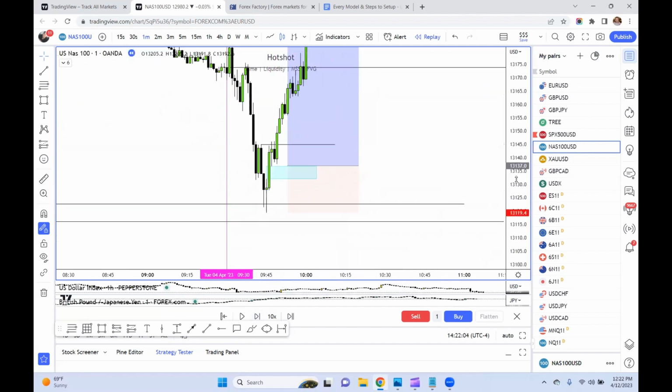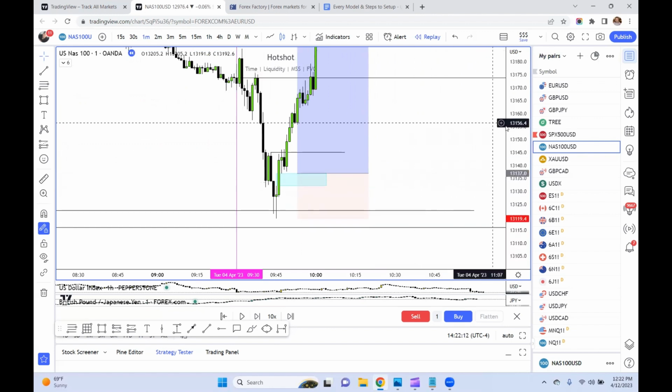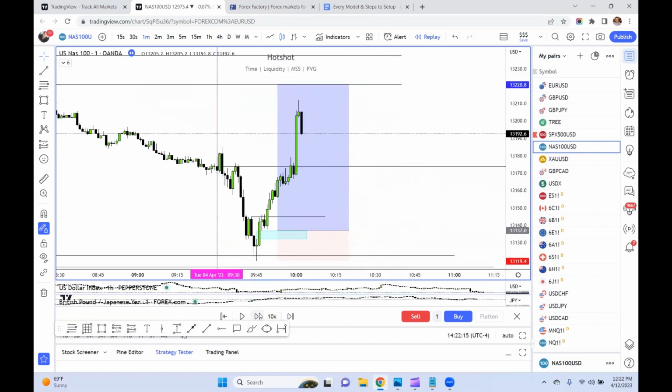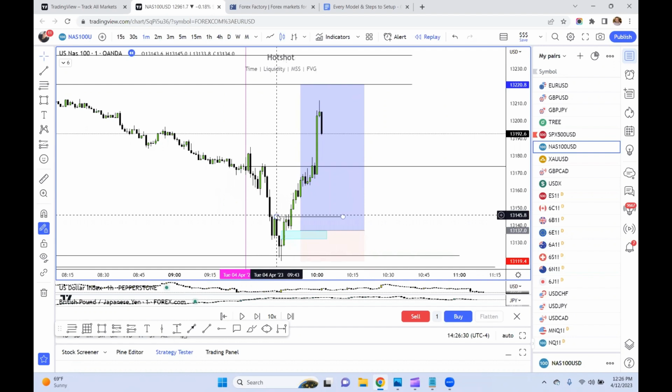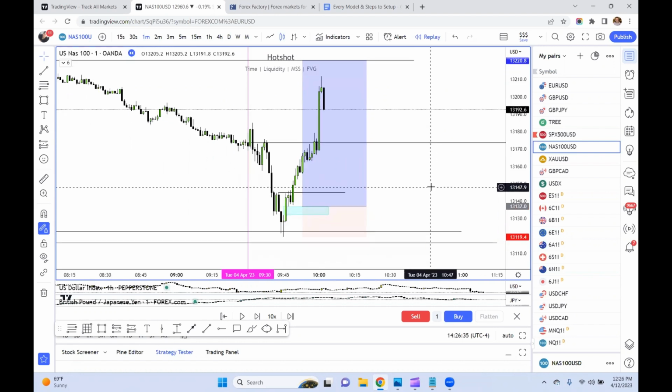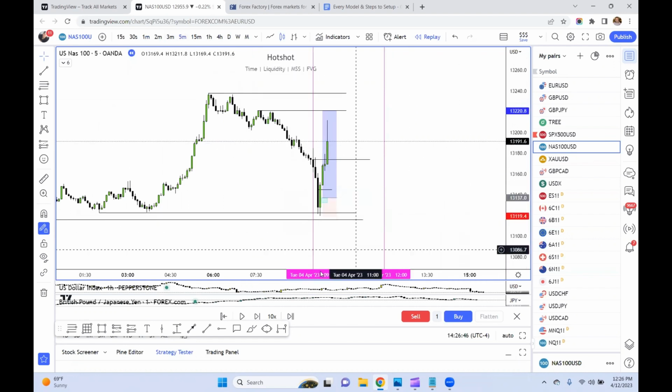Nothing. As you see, look what happened. So we market structure shifted, price didn't even tap our fair value gap. So there was no entry here. I apologize, I had a little interruption there. But as you can see, we had that market structure shift, the displacement, the fair value gap, never came back in to tap it. Now, that's just the realistic side of trading. You're not going to have an entry every single day. It's not going to follow your setup every single day the way that you'd hope.